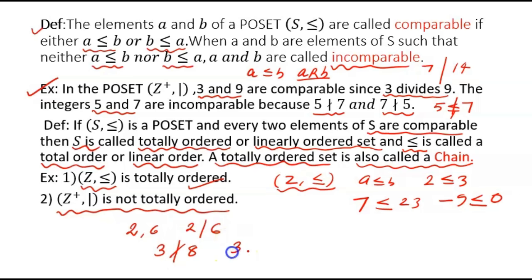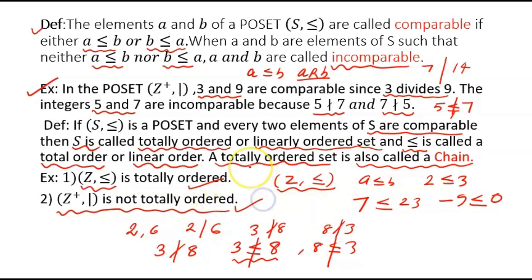So we can't say that 3 is less than or equal to 8, nor that 8 is less than or equal to 3. I have deliberately written it so that you understand that by this less than or equal to, I simply mean in this example that 3 is not less than or equal to 8 and 8 is not less than or equal to 3. It simply means that 3 does not divide 8 and 8 does not divide 3, right? So this is not a totally ordered set.